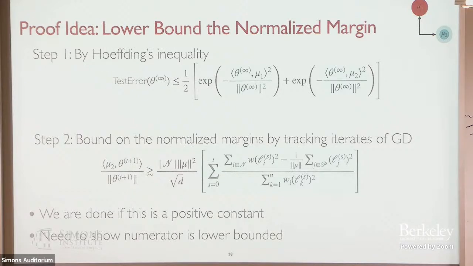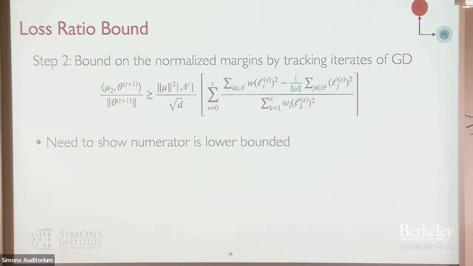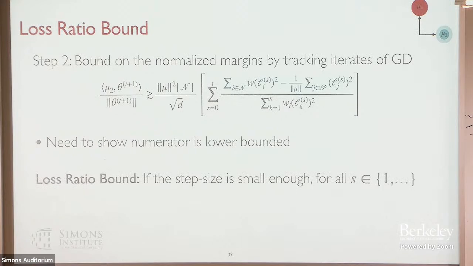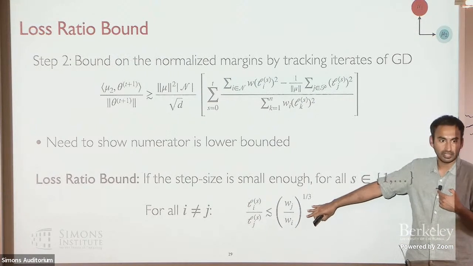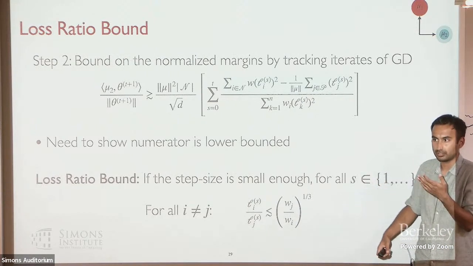And to do this, we need to show that this blue term is constant, we need to show that the numerator is lower bounded. So the key ingredient to show that this numerator is bounded is what we call the loss ratio bound, which is useful in a variety of problems apart from this one. It shows the following: if the step size is small enough, then for all iterations S of gradient descent, for all sample pairs I and J, the ratio of the losses is upper bounded by some constant times the inverse ratio of the weights on those points, raised to a third.